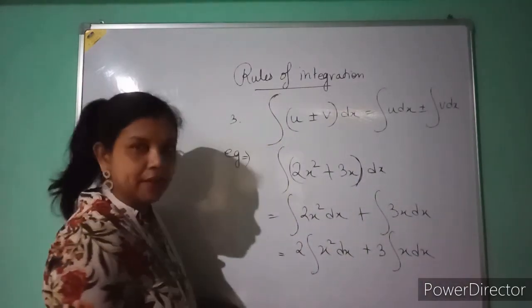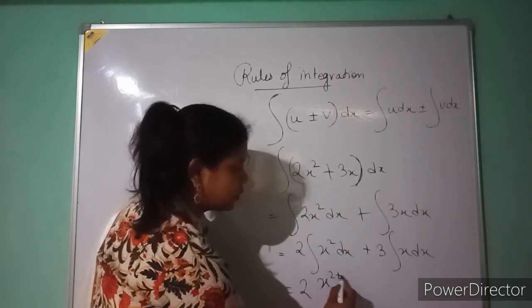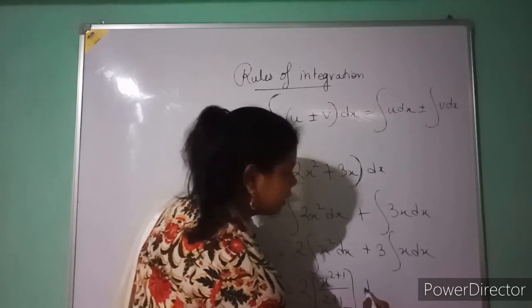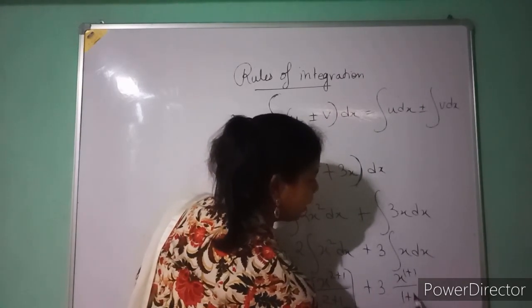Now what will I use? I will use the second rule, that is 2, then x to the power 2 plus 1 divided by 2 plus 1. Done? Then I will use here 3 into x to the power 1 plus 1 divided by 1 plus 1.